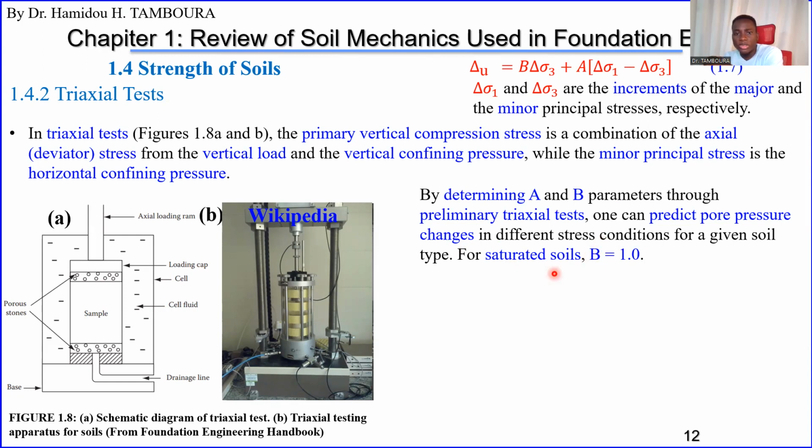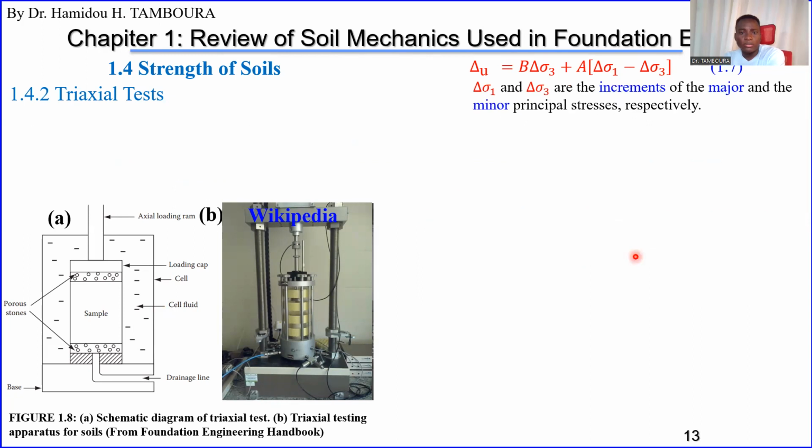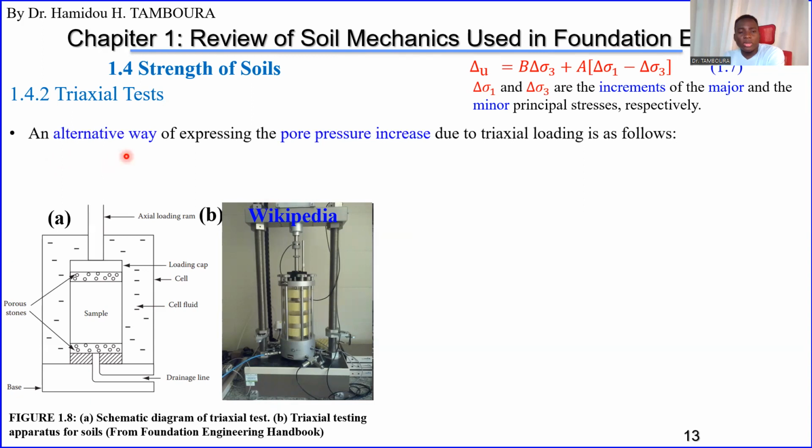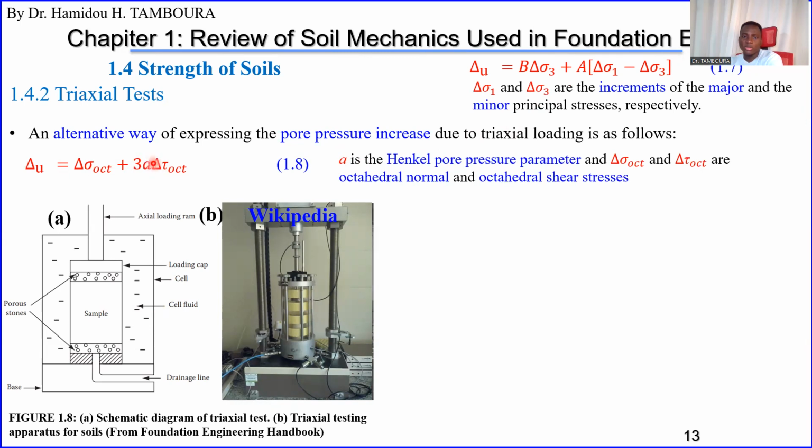the pore water pressure changes in different stress conditions for a given soil type. For saturated soil, this B can be taken as 1. So another alternative to express this pore water pressure, the variation of the pore pressure in the triaxial loading, is expressed by this formula: delta sigma oct plus 3 times A, delta tau oct. So this A is the Henkel's pore pressure parameter.